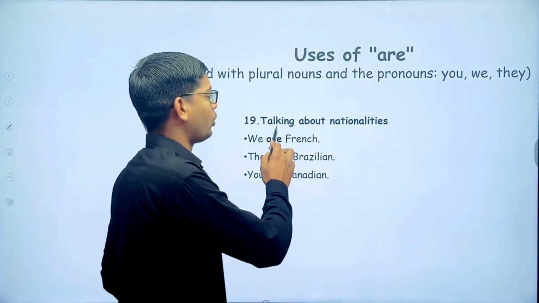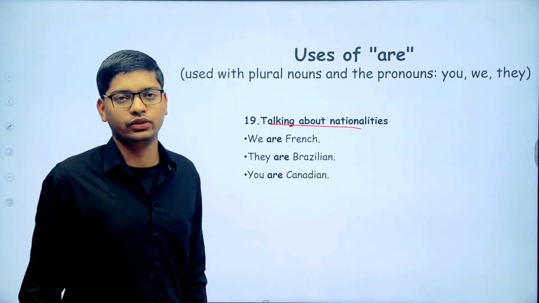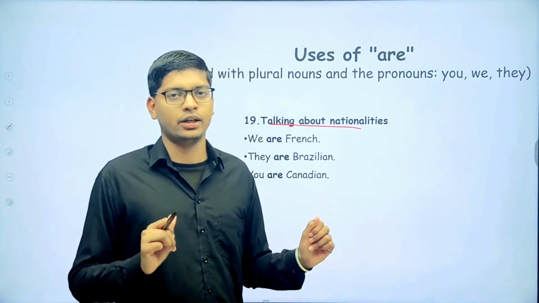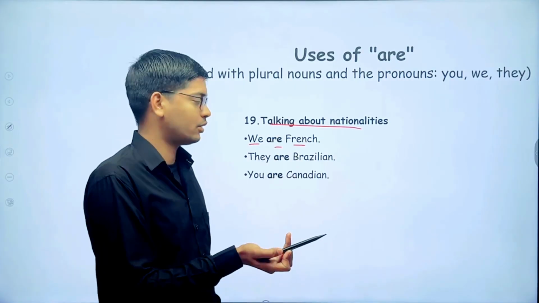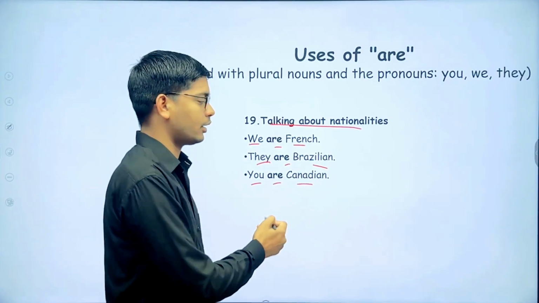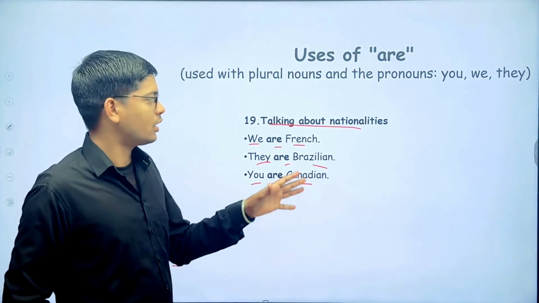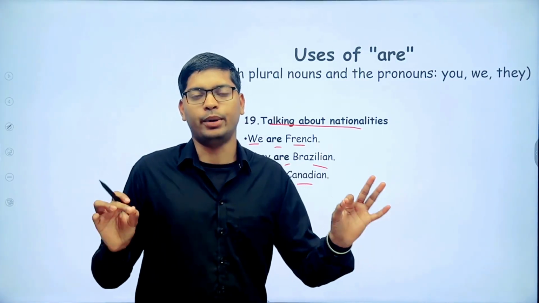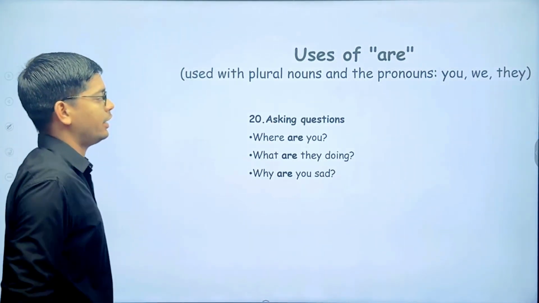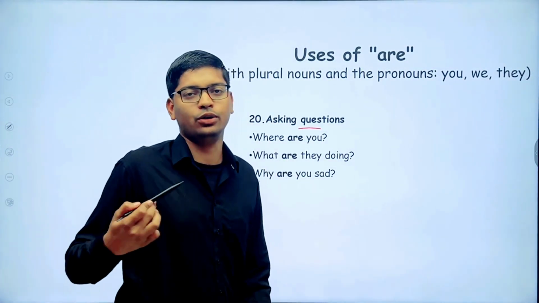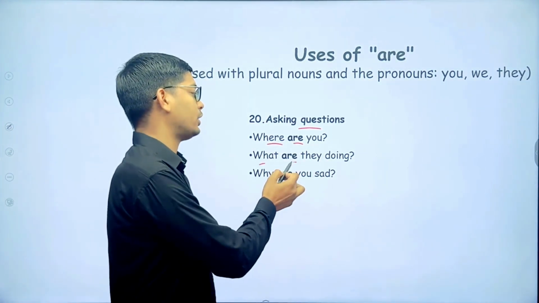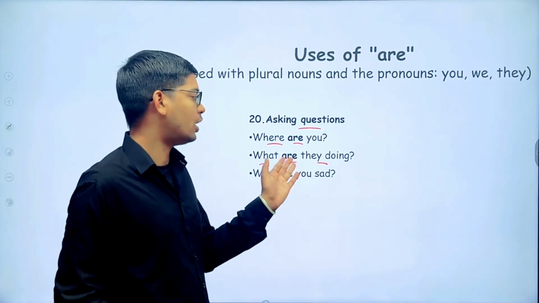Next use here, talking about nationalities. Talking about nationalities, you can use are, but the subject should be plural. Here, we are French. They are Brazilian. You are Canadian. To express nationalities, you can use are, but the subject should be plural. Let's see the next use. Next use here, asking questions. You can use are. Where are you? What are they doing?